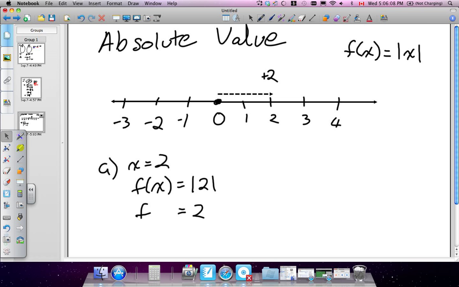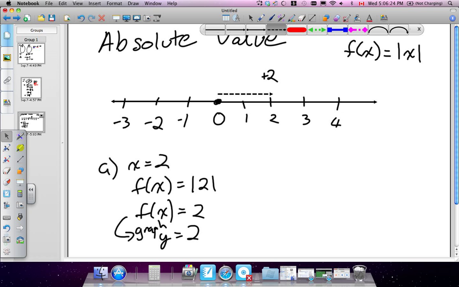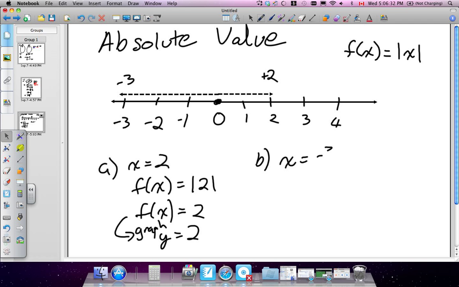Okay. Same idea. Let's say if it's the other way, though. Let's say our negative 3 is our input. Same function. X is equal to negative 3. When I plug it into this equation, f of x is equal to the absolute value of negative 3. Well, the absolute value of negative 3 is actually just positive 3. So when we go to graph it again, our y would be positive 3. Anything that's negative is just the same value positive, okay?